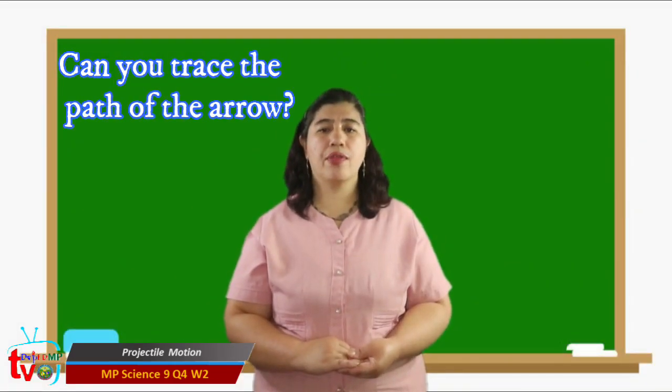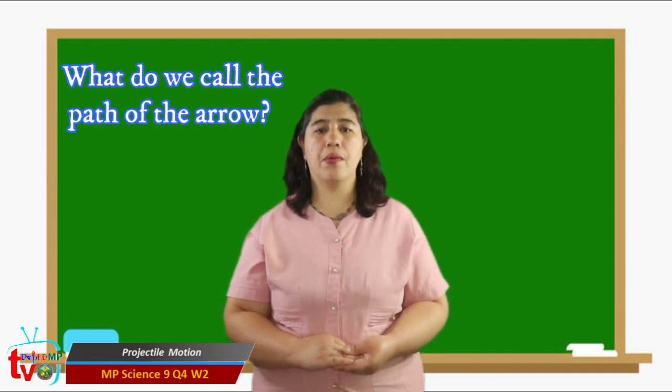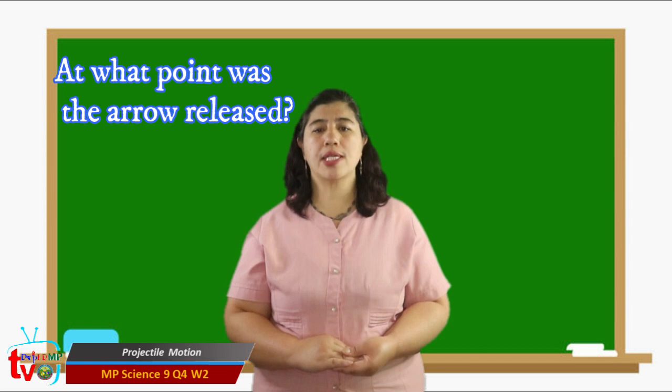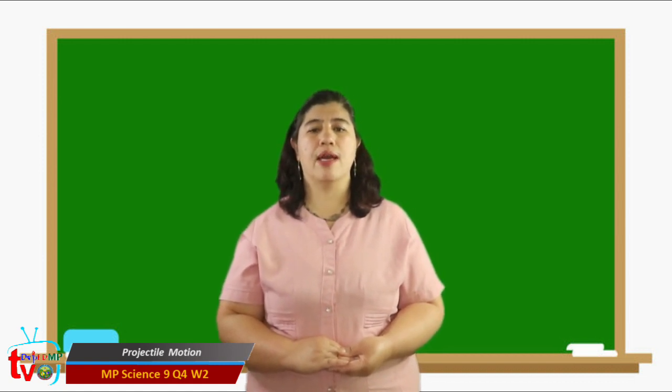Can you trace the path of the arrow? What do we call the path of the arrow? At what point was the arrow released? Horizontal? Vertical? Or was there an angle formed from the horizontal upon release? Remember these questions? I hope this will be answered during the discussion.